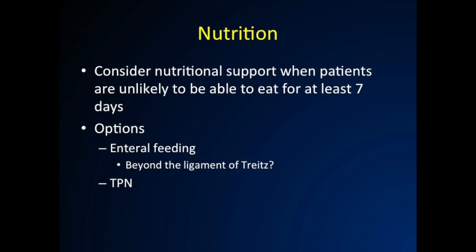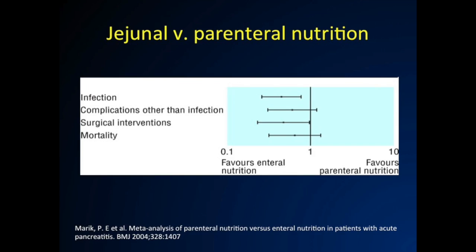The standard options now are enteral feeding, which is typically considered beyond the ligament of Treitz, although that's controversial, and then TPN. In a nutshell, enteral feeding is going to be better than TPN, primarily because of reduced infection, line infections being the big one. There are some physiologic foundations for enteral feeding. It's thought that by stimulating the gut immune system, that may help with the healing of the pancreatitis. But practically speaking, the main benefit, I think, is a reduction in line infections. And so certainly at a place like this, we should be pushing enteral feeding first.